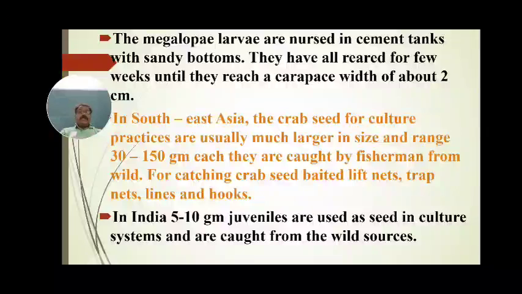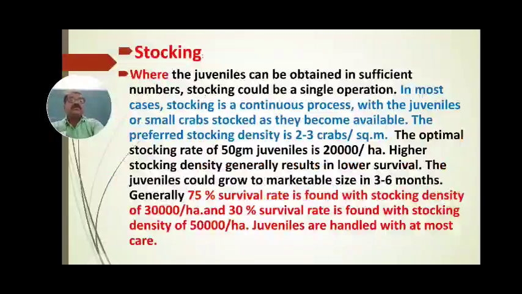In India, 5 to 10 gram juveniles are used as seed in the culture system. These juveniles, 5 to 10 gram in weight, are caught from the wild sources, from the east and west coast of India, that is the seas and oceans of India.